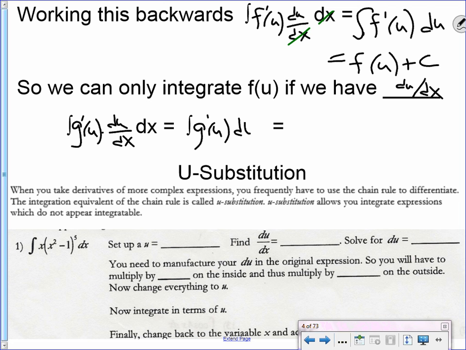Good. And if you have the antiderivative of g prime of u du, what are you going to get? G of u. All right, now we're ready to start our little process. But I just really want to stress that you always have to have the derivative inside there. You've got to have du if you want to integrate a function of u.